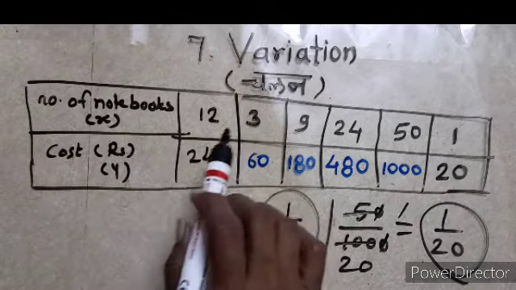So as we consider the example of number of notebooks and their cost, in this example there is direct variation between x and y, and this can be written by using a mathematical symbol as x directly proportional to y. How can we read this? X directly proportional to y. This is the symbol of direct variation. It is the letter alpha from the Greek language.